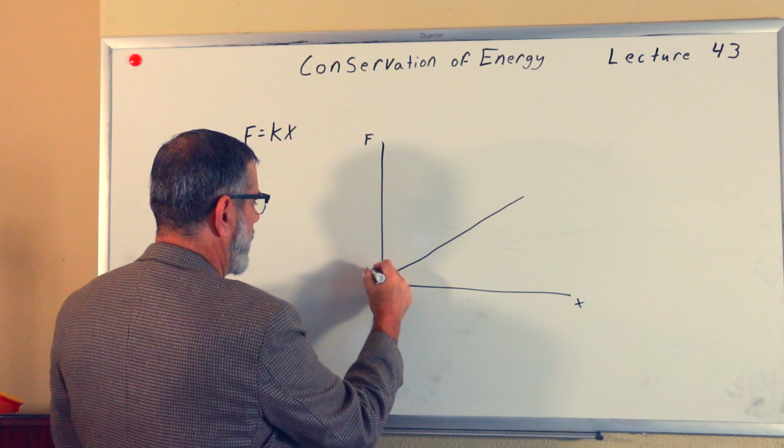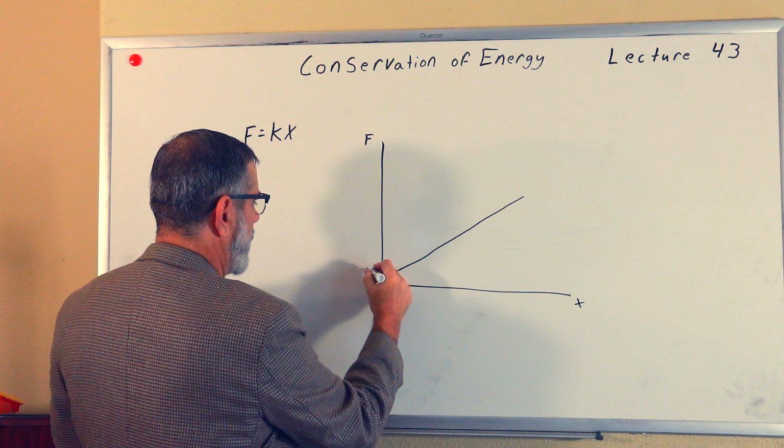So lecture 43 on conservation of energy. Before we get to that, I wanted to revisit something we did yesterday where we talked about the force of a spring. It's equal to the spring constant times the displacement. So if we were to graph force versus displacement, this would be a line with slope k.